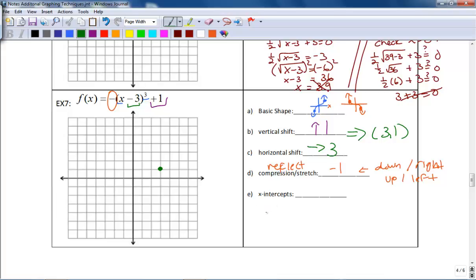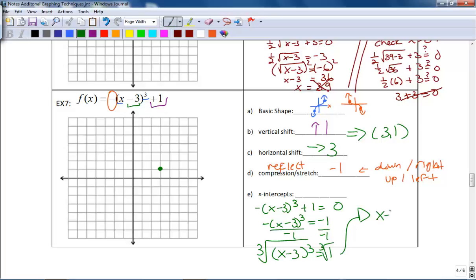X-intercepts. All right, let's see if we have any x-intercepts this time. So negative times (x minus 3) cubed plus 1 equals 0. Subtract 1 from both sides, and you get the negative of (x minus 3) cubed is equal to -1. Divide out my negative here, and I get that (x minus 3) cubed is equal to +1. I need to undo a cube, so I can take the cube root of both sides. That gives me x minus 3 is equal to, well, the cube root of 1 is just 1. Add 3 to both sides, and x is equal to 4. Now with cubes, I don't have to check. So then, yay, I finally have a true x-intercept. We have an x-intercept of 4.